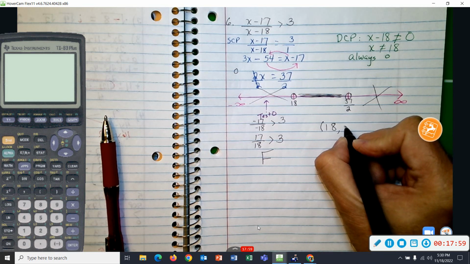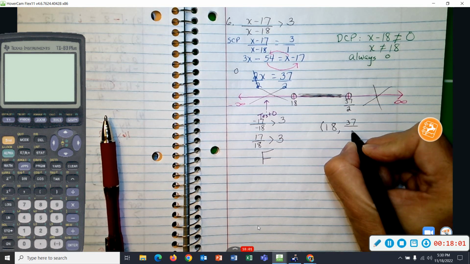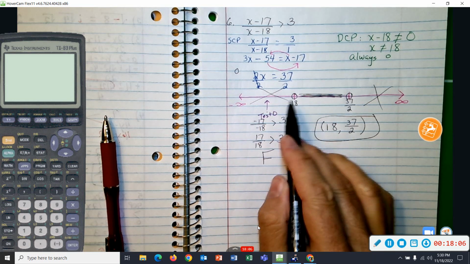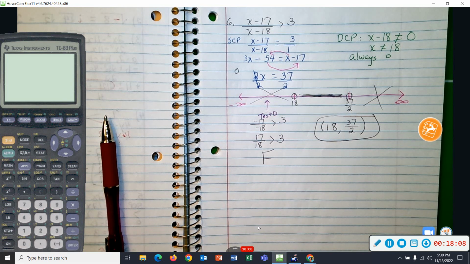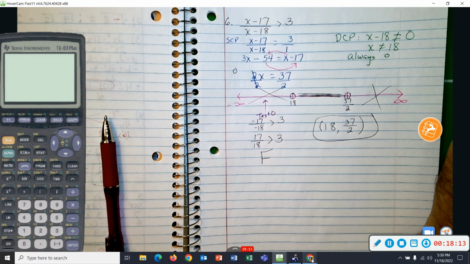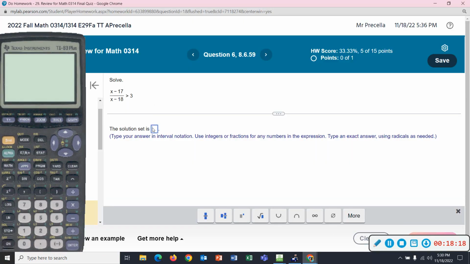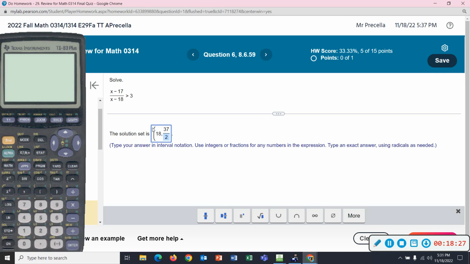Remember, use parentheses at open circles and infinity symbols. So 18 comma 37 over 2. Parentheses. 18 comma 37 over 2. Right arrow. Parentheses.